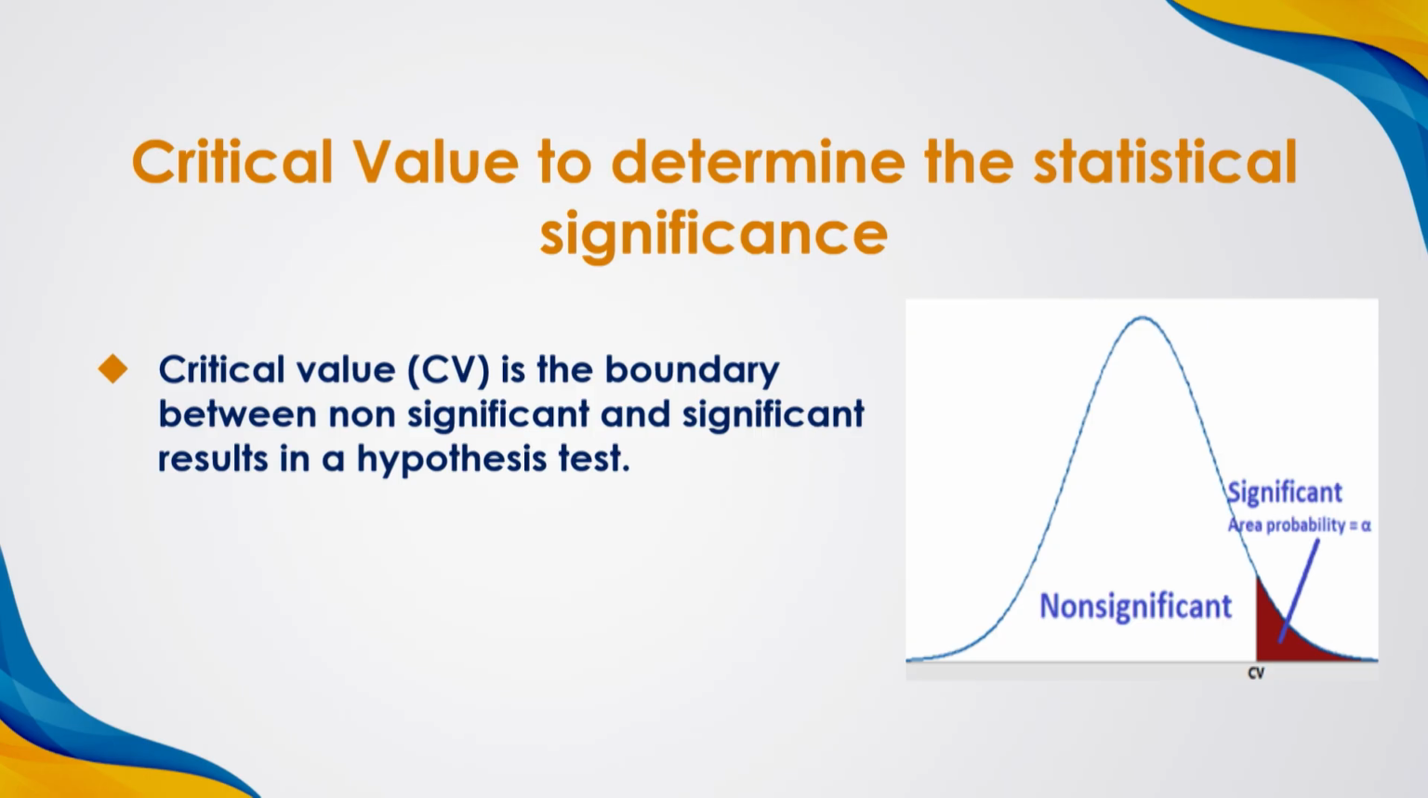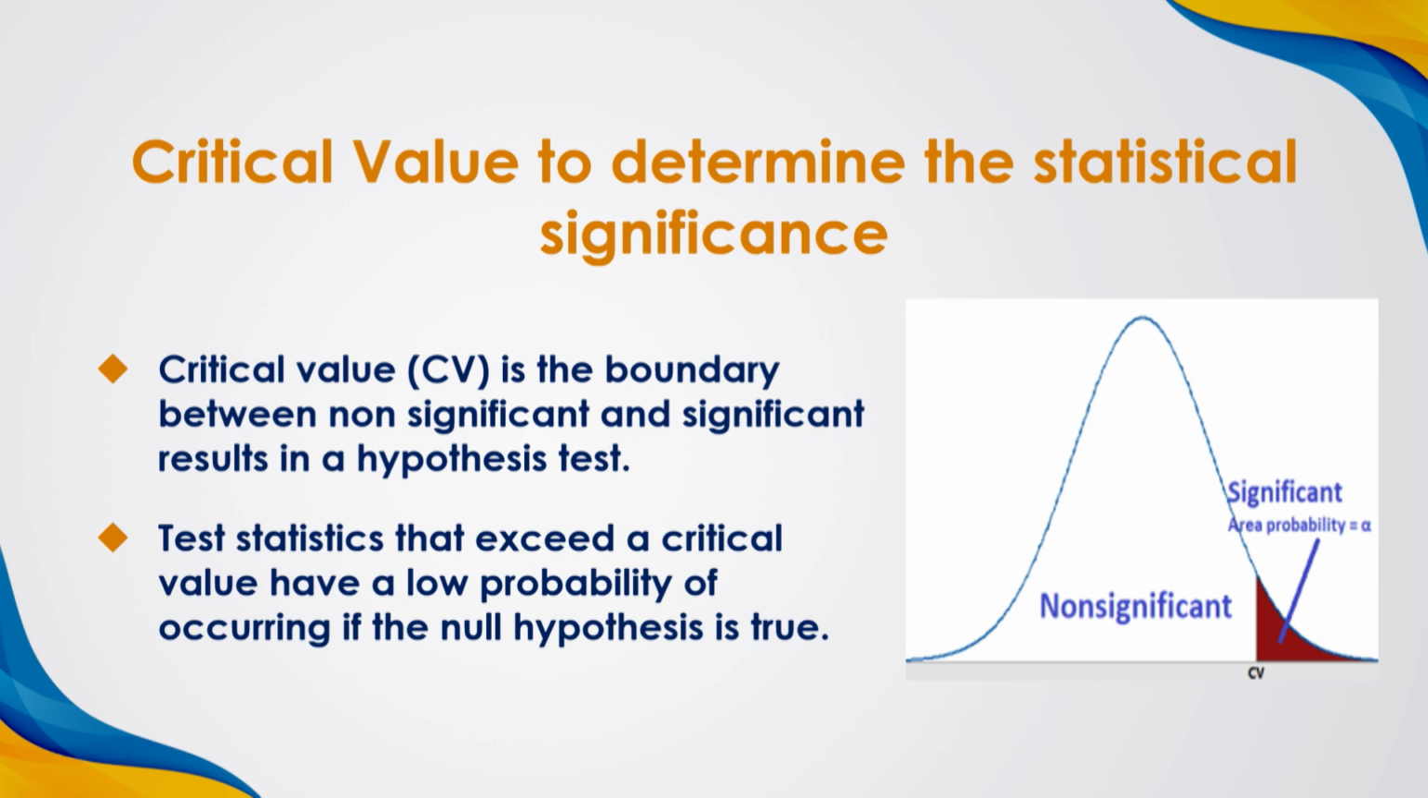Critical values to determine statistical significance is a very interesting part, in which we have to understand the sample space as well as the critical region. The critical region will be helpful in understanding the critical value. A critical value is the boundary between non-significant and significant results in a hypothesis test. A test statistic that exceeds a critical value has a low probability of occurring if the null hypothesis is true.